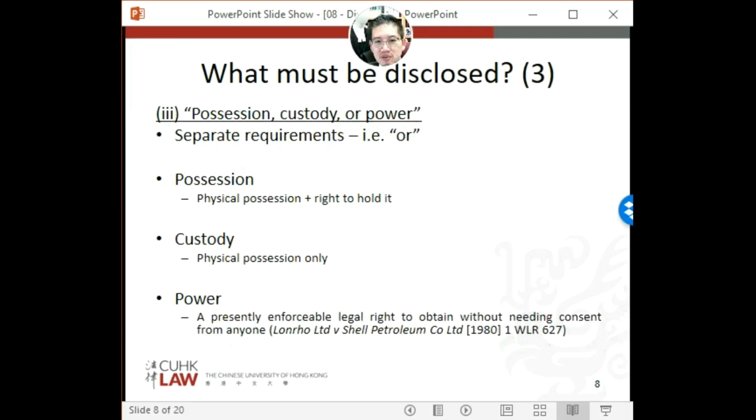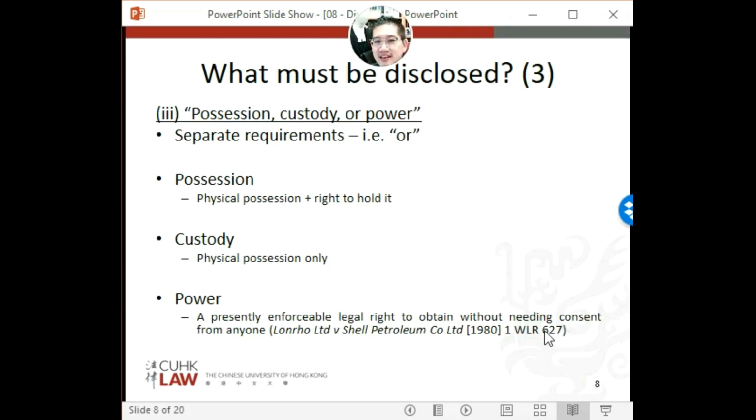Thirdly, possession, custody, or power. They are separate requirements. So notice the word "or". Possession means something I currently hold physically and have the right to hold. So it's mine. Custody means something I hold, but I may not have the right to hold. Power, meaning there is a personally enforceable right for me to obtain this document without consent from anyone.